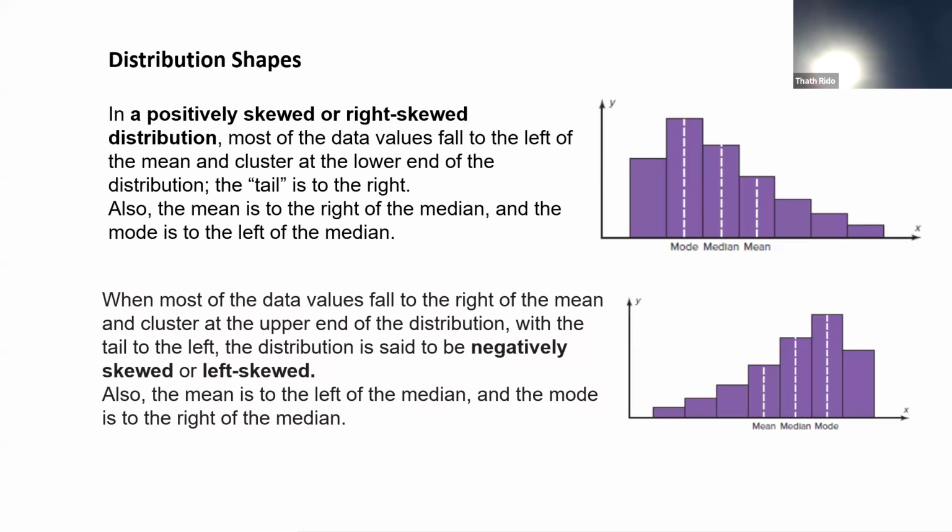And this one is called negatively skew or left skew. So you can see most of the data value, most of the number is concentrated around here, but some number with very small frequency, that number is extremely small. So this is left skew.